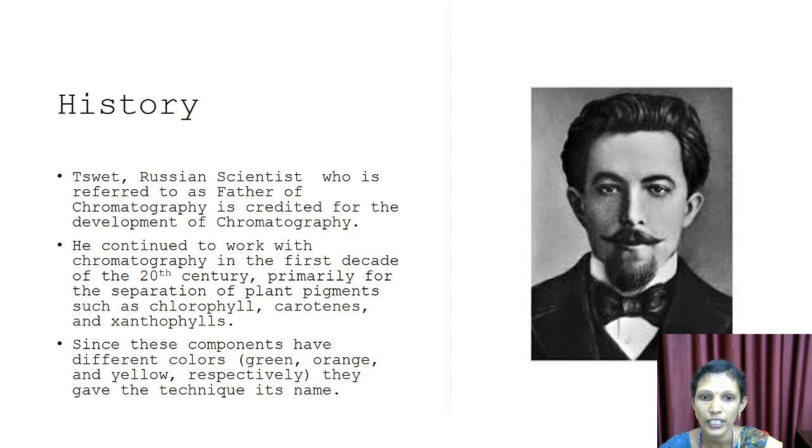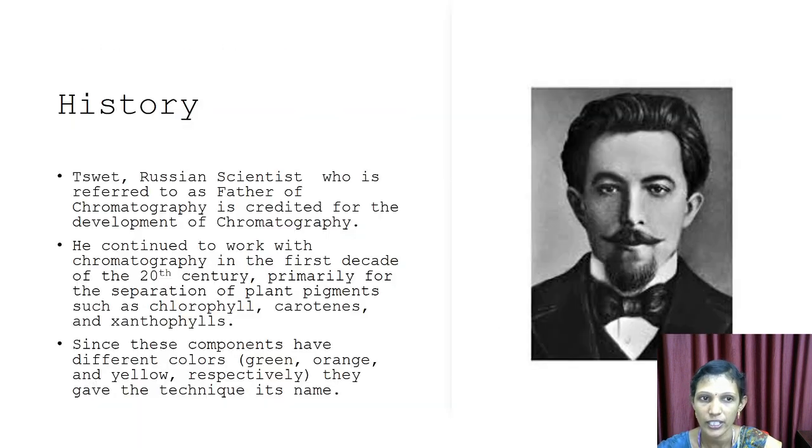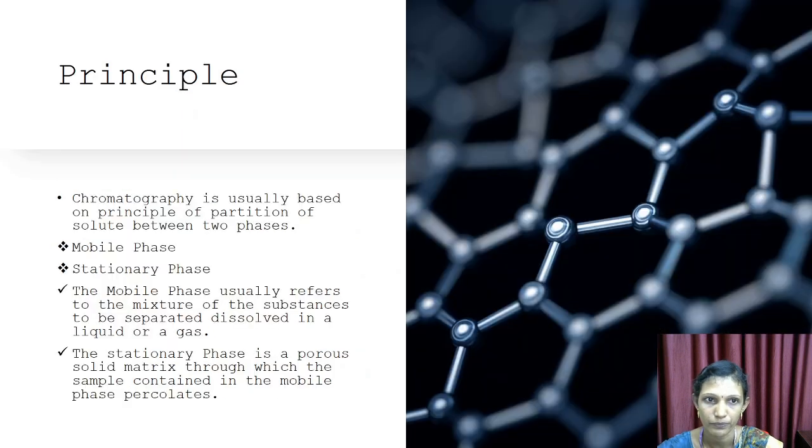Primarily he used plant pigments like chlorophyll, carotene and xanthophylls. Since these components have different colors, green, orange, yellow, this technique is known as chromatography. As we already said, chromo means color. So only this technique is known as chromatography.